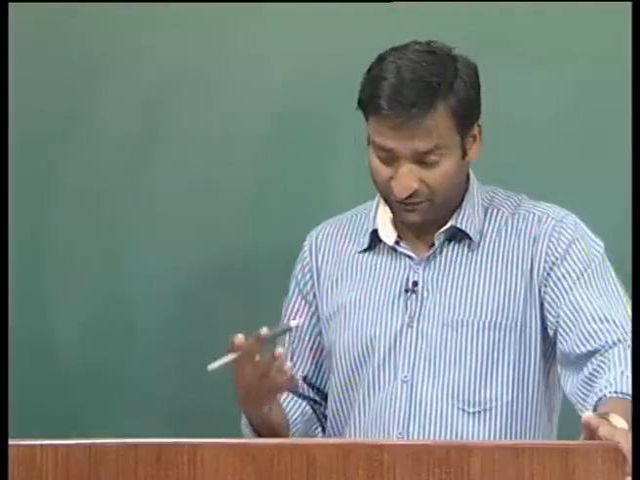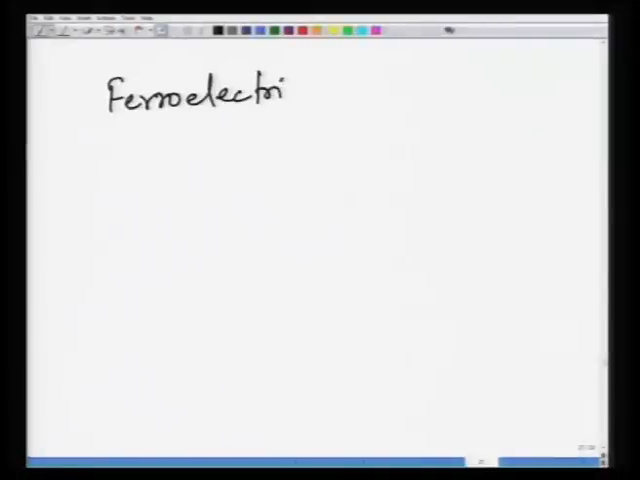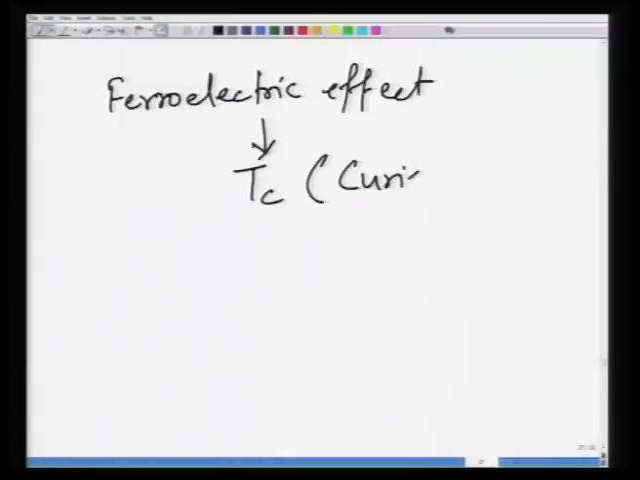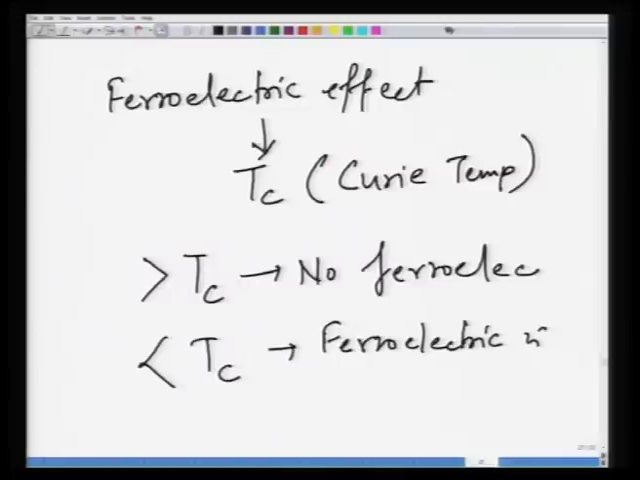The Rochelle salt discovery was made at lower temperatures. It was ferroelectric at lower temperatures, but there are many more materials which are ferroelectric at room temperature, and that is what is exciting from the technological point of view. One of the important requirements for a ferroelectric material is that it should have a transition temperature. This ferroelectric effect is associated with what is called Tc, the Curie temperature. Above Tc there is no ferroelectricity, and below Tc the ferroelectric effect is observed.